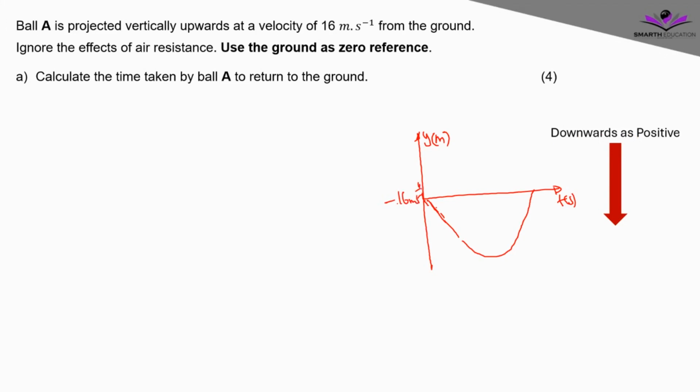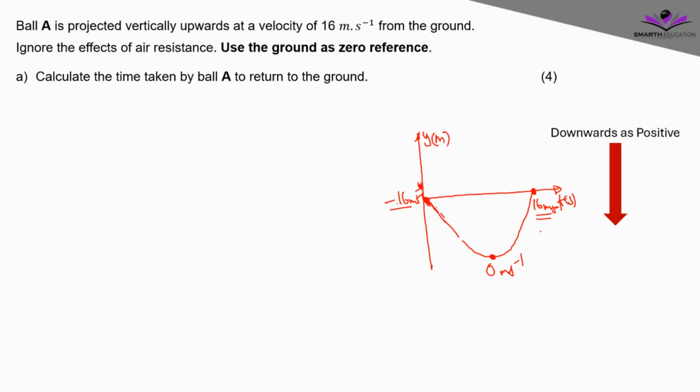Remember, this is the displacement time graph. The graph does not represent velocity. I'm just writing the velocities at t equal to 0 there. And then the velocity at the turning point here is 0 meters per second. And then the velocity there, the ball is going down. We're taking down as positive and the ball is going down. So the velocity is going to be positive 16 meters per second.